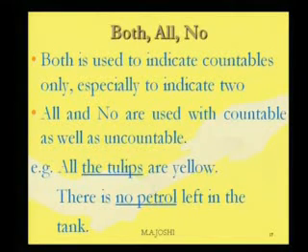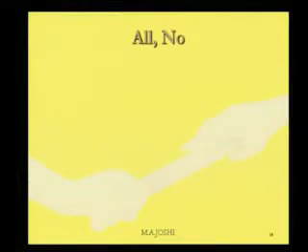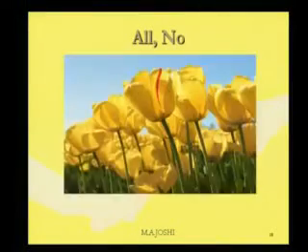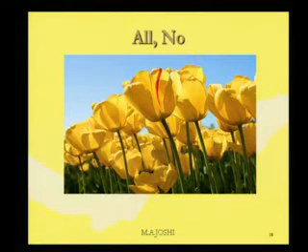We can say that no tulip flowers are of red color. So no also is used with countables. At the same time, all the petrol is not found in this tank. All the petrol is left in this tank. Now we'll go forward with all and no. All the flowers are of yellow color. There are no flowers of red color.